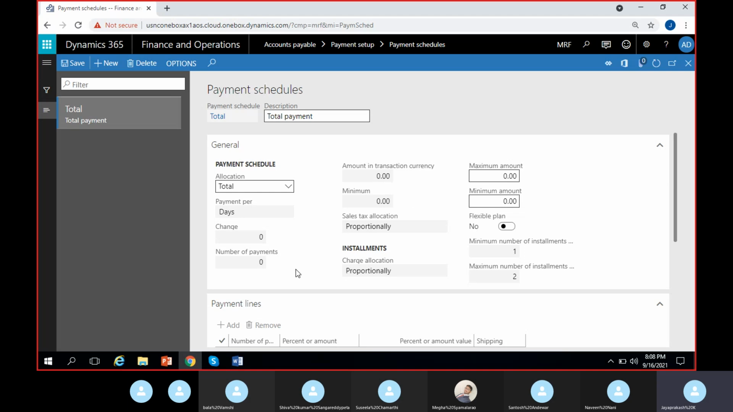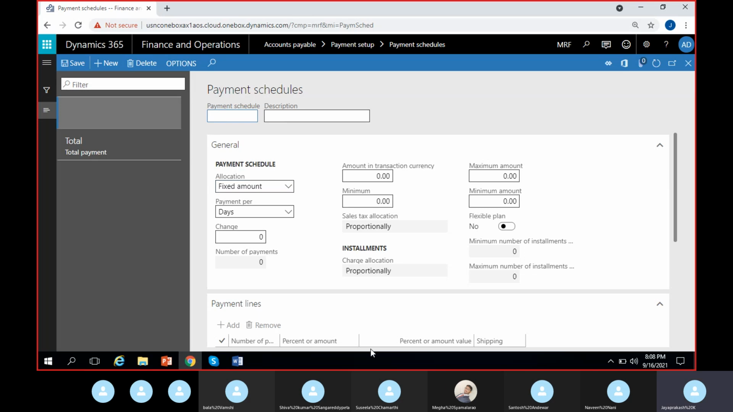There is nothing much to configure in this, only that you have to give the method as total and give the name as total. And you can apply this to the invoice, indicating that payment on the invoice should be done on a total basis. I mean, the total amount has to be paid at once. This is one method. Let's go to the other method. Okay, I have another method called fixed amount.